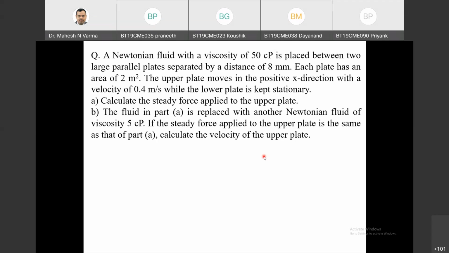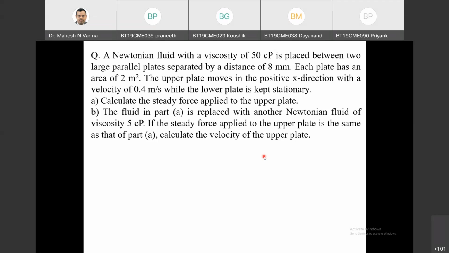Sir, can I tell you? Yeah, tell me. Sir, shear stress will be equal to viscosity into velocity gradient. Then shear stress will be equal to force upon area. Area is given as 2 meter square, and we have to calculate the steady force applied on the upper plate. The viscosity is also given. What will be the velocity gradient? Sir, the velocity given is 4 meter per second, and the distance is 8 millimeter.